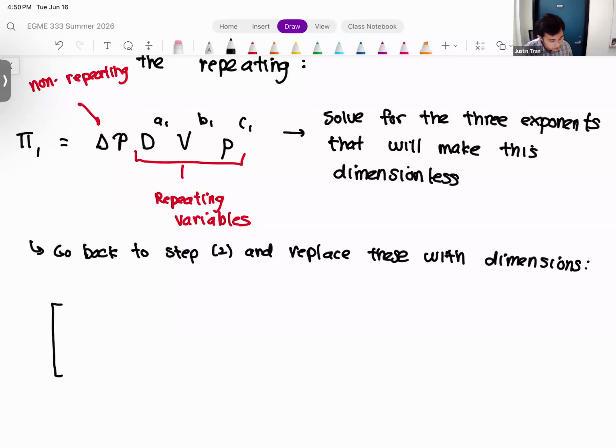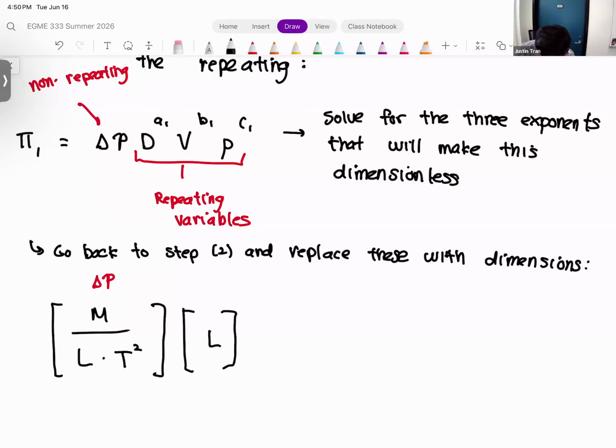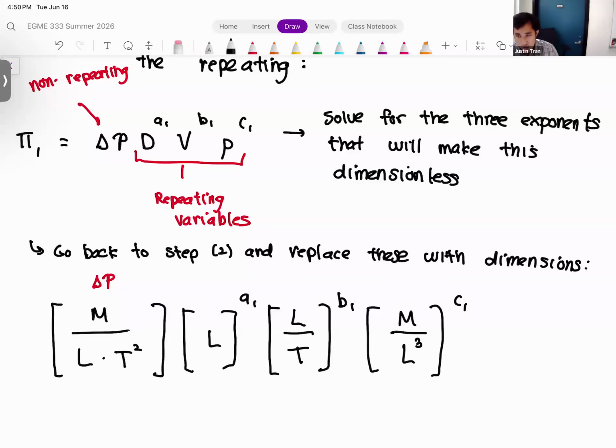All right, so first we have the pressure drop. The dimensions for pressure drop, remember, was mass divided by length times time squared. Next, we have the dimensions of diameter, and diameter's dimension is just L, but we're raising this to the A1 power. Next, we have the velocity, which is length over time, raised to the B1 power. And then finally, we have the density, which is mass divided by length cubed, and that's raised to the C1 power.